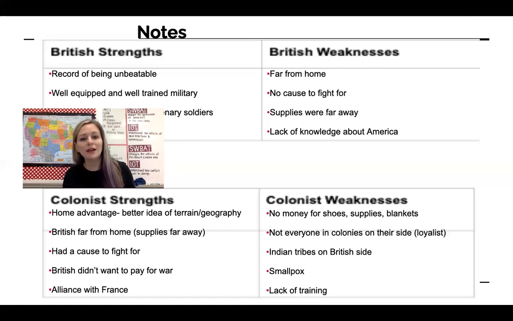Obviously, in the end, the colonists win and we gain our independence, but we'll talk more about the turning points and how that actually happens next week. So today was just about establishing those strengths and weaknesses for both sides.